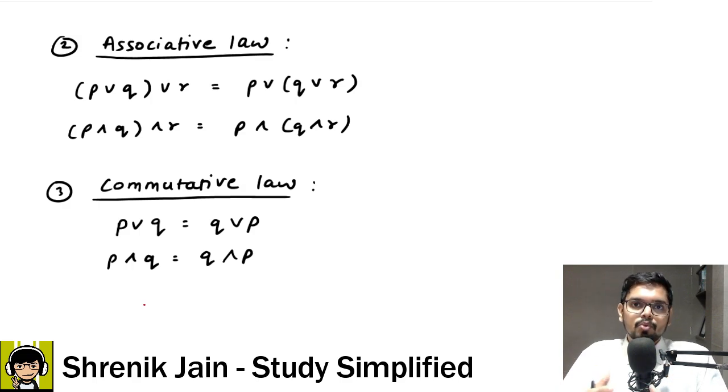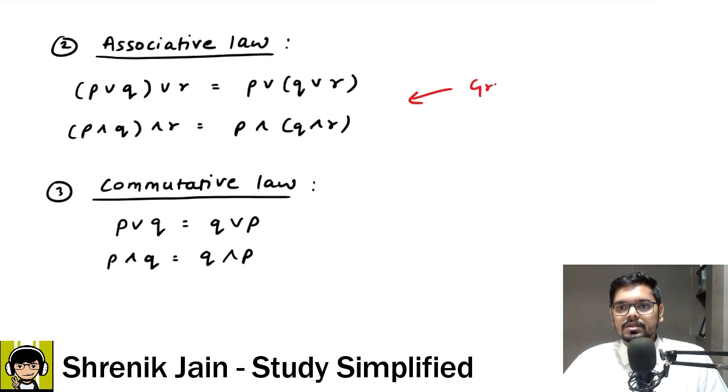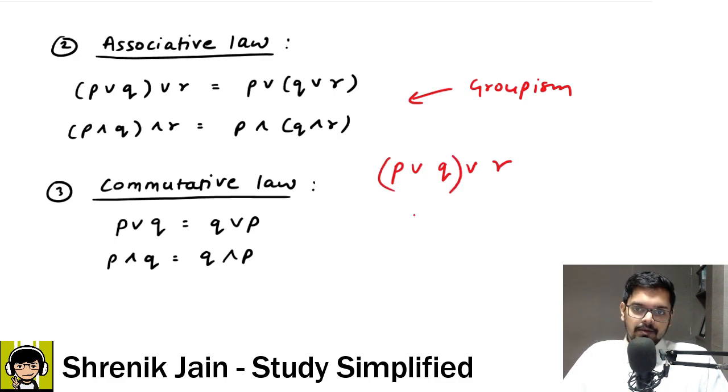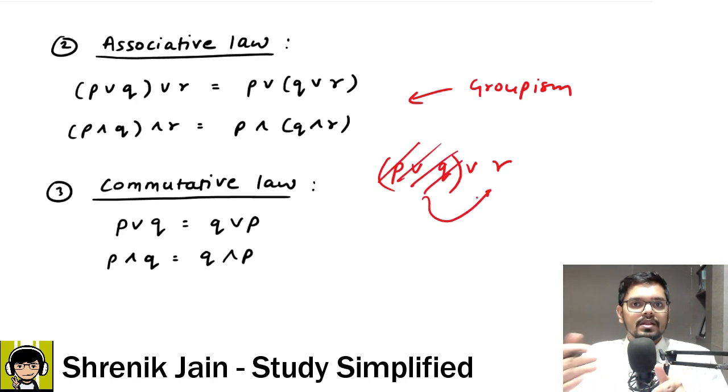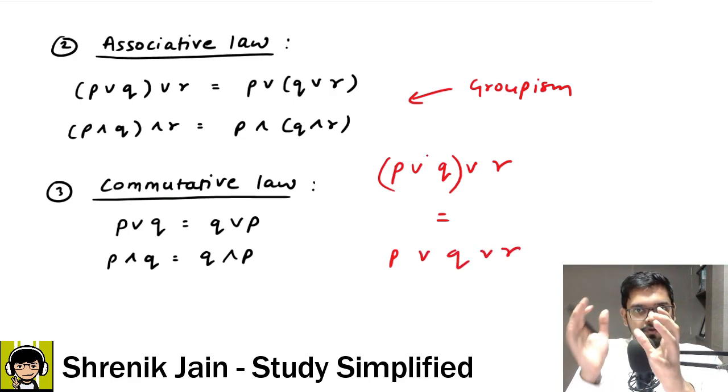Let us go to the next law, the associative law. Associative means groupism. This is how I remember what associative is. Associative means even if you do groupism, the law remains same. So what does this mean? It's very simple. Suppose I have P or Q or R, and I place a bracket here, which says first perform this operation P or Q. After finding this result, then you do OR with R and get your answer. This answer is the same as the answer of P or Q or R with a different grouping.